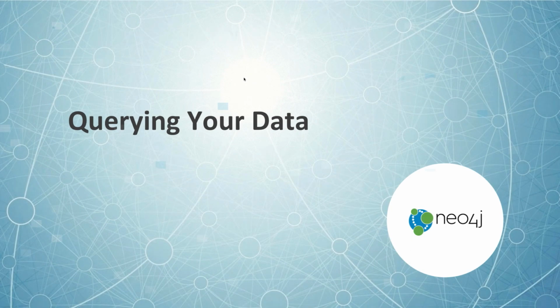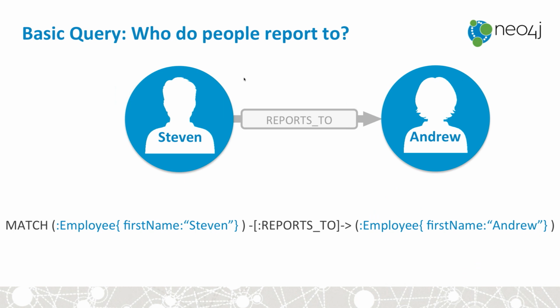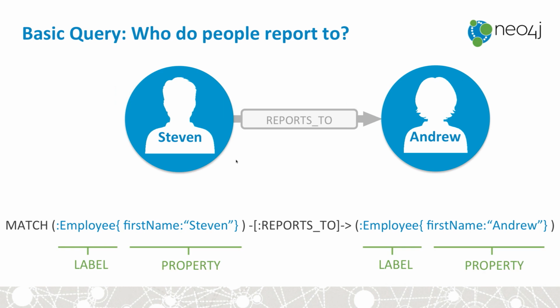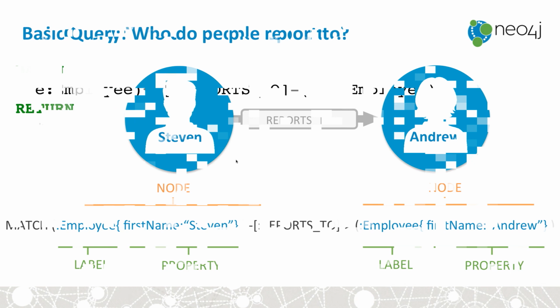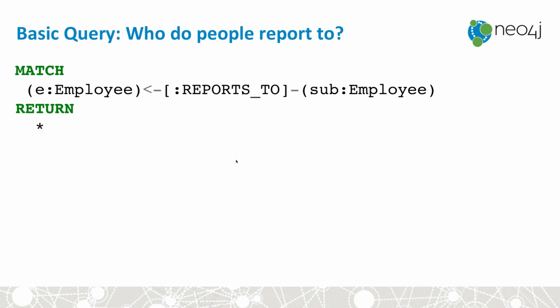So queries. Who do people report to? In the case here, Stephen reports to Andrew. And you can do a simple query like we did earlier with the load statement to see that relationship, where we have labels and properties defined in our query. So we're finding all the nodes labeled as employees with a property with the first name Stephen, who report to nodes with the label employee with a property of first name Andrew. So very simple query here.